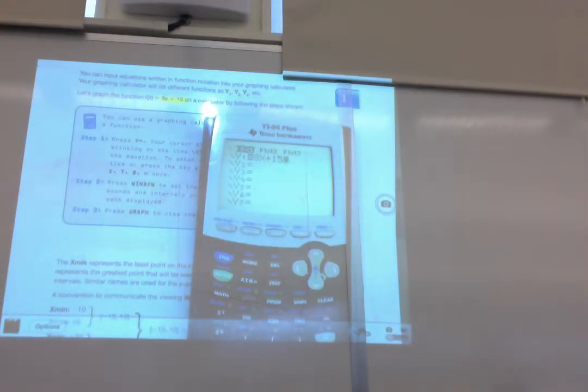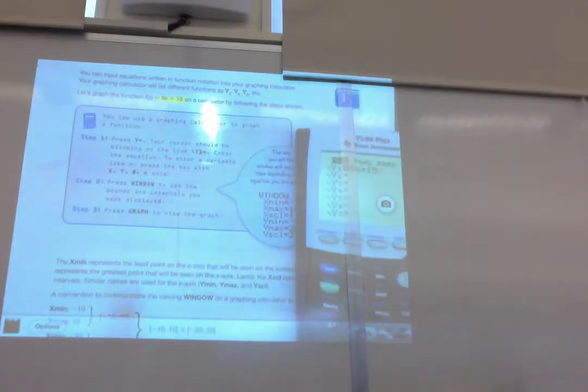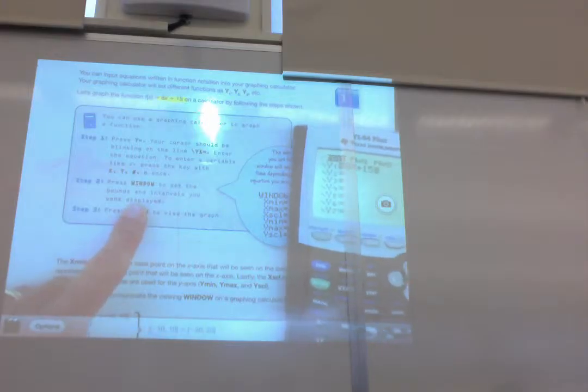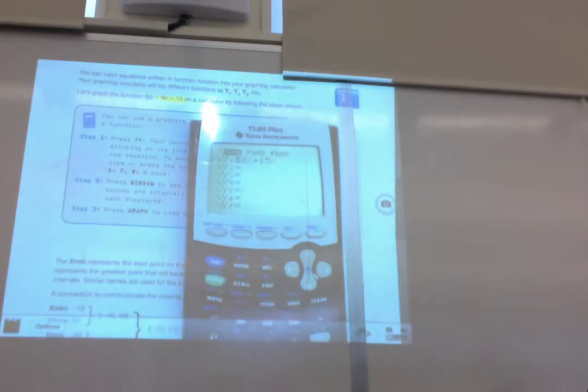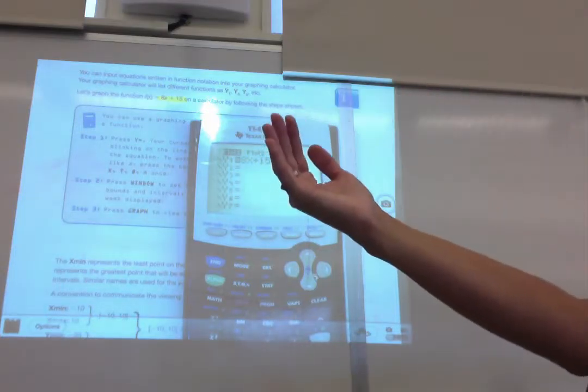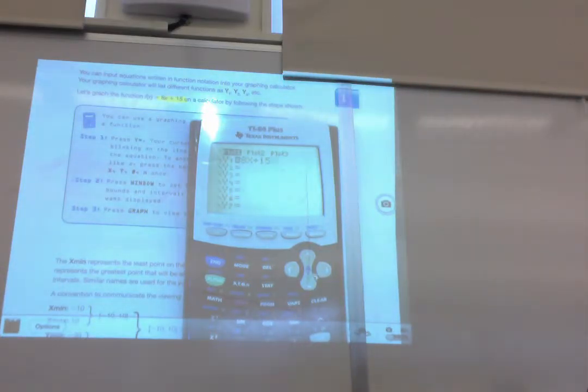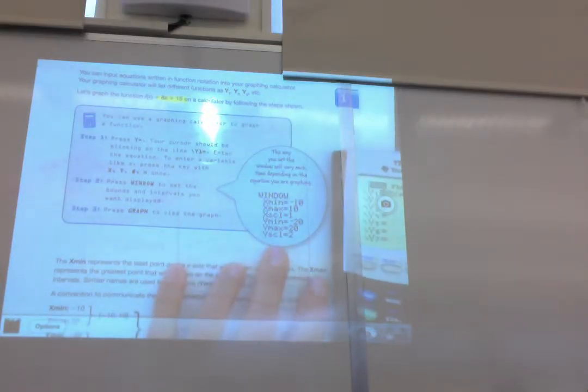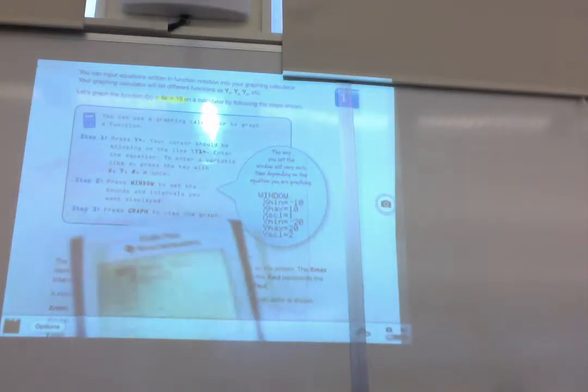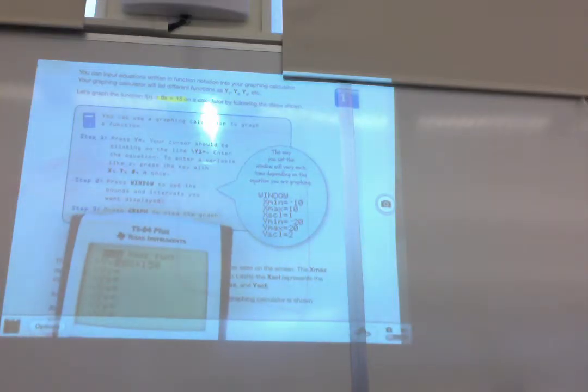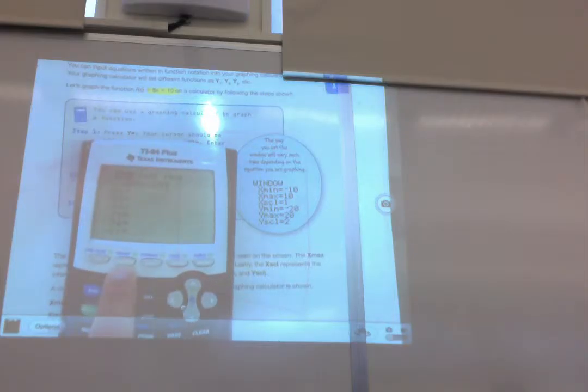Now we got to do something else with it. Look at step 2. It says press window. Now window gives the calculator a piece of a graph. So we've been looking at little rectangles, all right? We're going to tell it where on that graph, how big to make that rectangle to find the graph of the function we just did. A standard window is shown in the speech bubble in blue. When you press window, the button is up here right next to the y equals button.